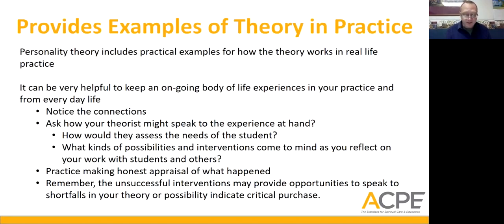The last piece of the vignette is an honest appraisal of what happened in the process of your student. As you build a collection of vignettes, consider the teaching value of those interventions that did not work. In other words, what can you learn from the things that didn't go as well as you had hoped? Since your theory presentation is designed to express what your theory is, most of the vignettes that you will use need to reflect successful interventions. Don't miss the importance of the unsuccessful ones. The unsuccessful interventions may provide opportunities to speak to shortfalls in your theory or possibly indicate critical purchase. We'll talk about that in a few moments.